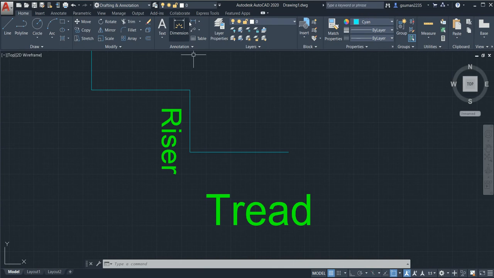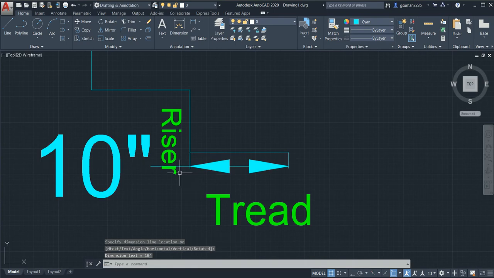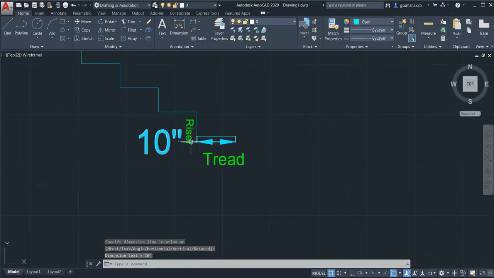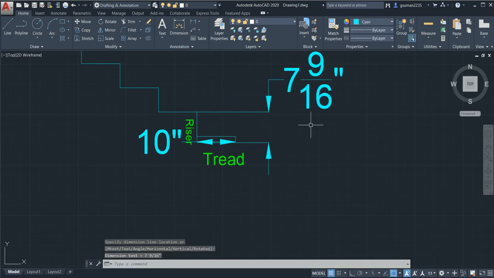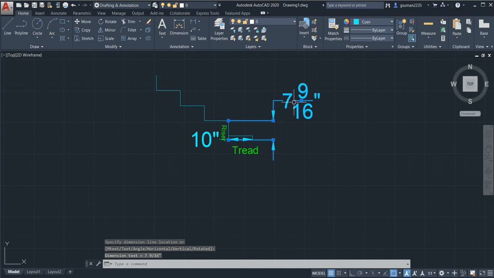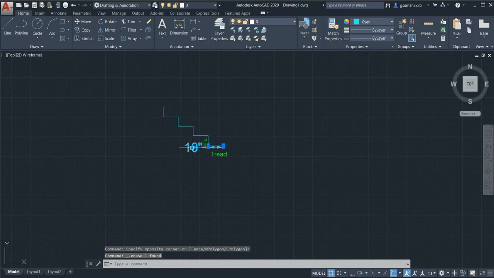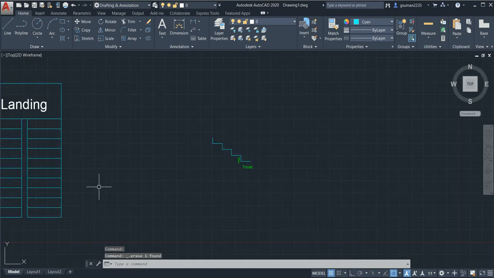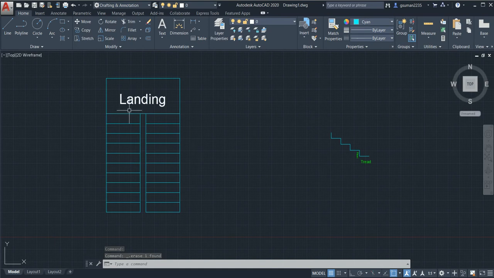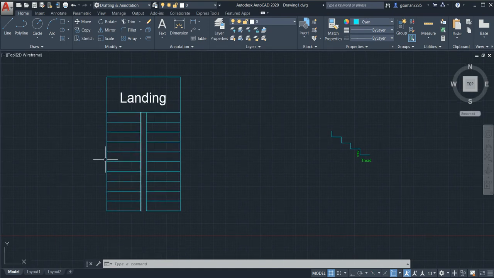So go for dimension, check whether it is 10 inches or not. You can see this is 10 inches and the riser will be 6 inches. No problem, I have deleted this. We don't need the dimension here right now. I hope you understand what is tread and what is riser. Now you should understand about the landing. As you know, the floor height is 10 feet, and this landing means if you go through this 1 2 3 up to 10 steps, then you will get the landing.